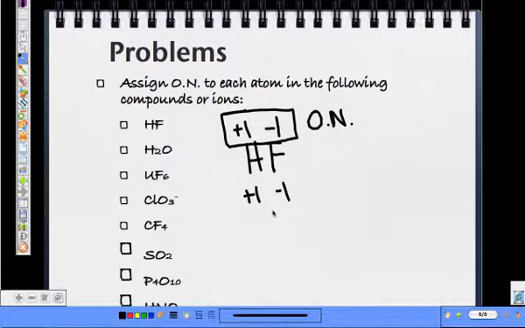And if on a worksheet or something, you put a box around them or somehow label them as oxidation numbers, I'll know that you understand the top numbers are oxidation numbers. Okay.